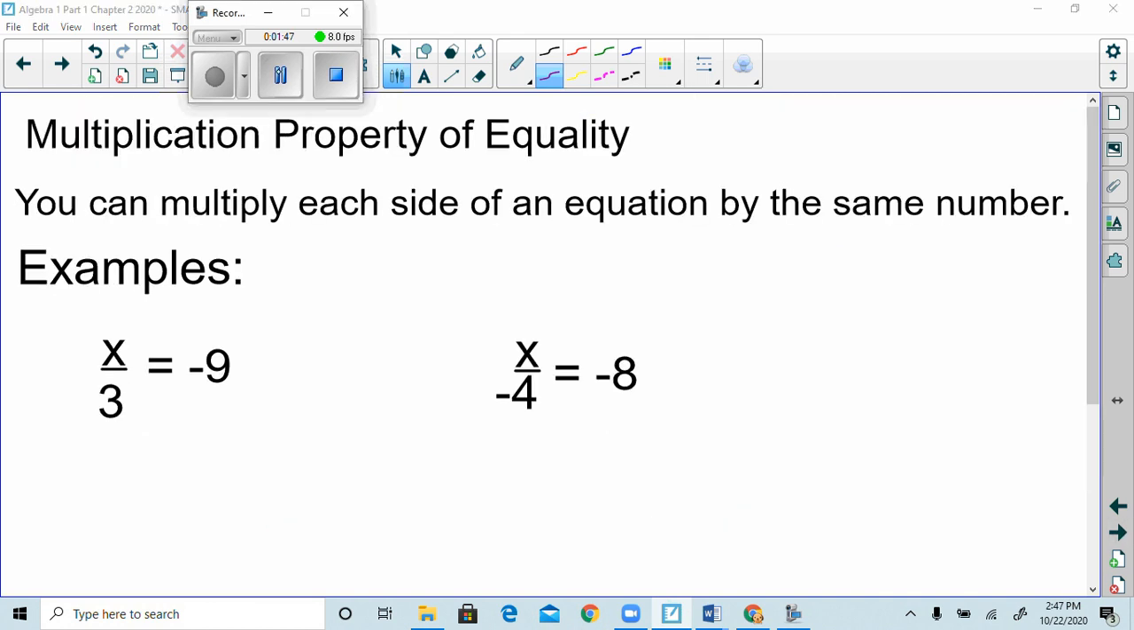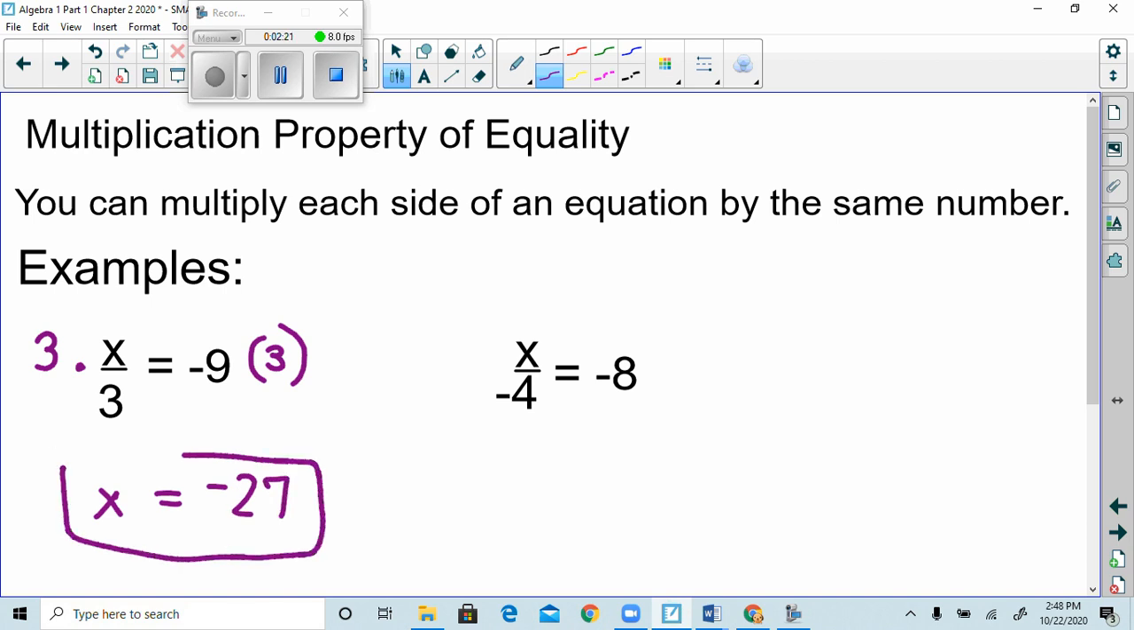Let's take a look now at the multiplication property of equality. You can multiply each side of an equation by the same number, and that will help us isolate the variable. This is a division equation. X divided by 3 equals negative 9. I'm going to use that multiplication property of equality and multiply both sides by 3. That will eliminate the 3 and isolate the variable on the left. And I have a negative 9 times 3, unlike signs, gives me a negative product. And I have x is equal to negative 27.